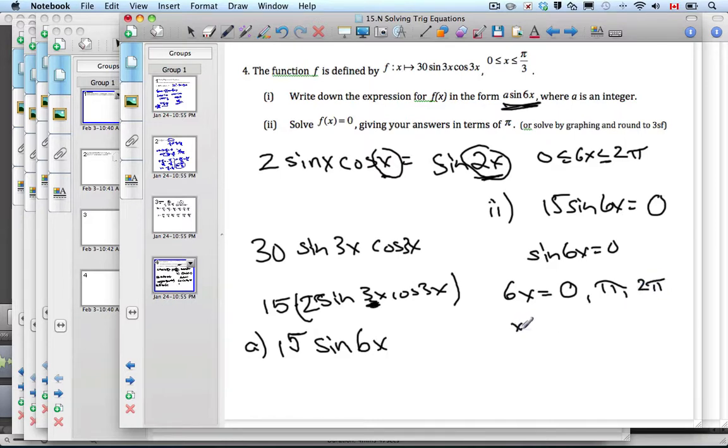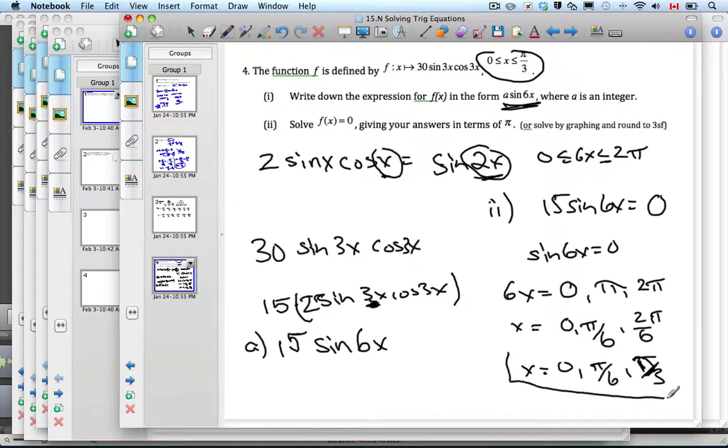And then I divide by 6. 0 divided by 6 is 0, pi over 6 and pi over 3. Oh, right. Yeah, you're right. You're thinking faster than me today. Okay, so pi over 3. Just double check it's in your interval. It is. I can include pi over 3, so we are golden. Here is your final answer.